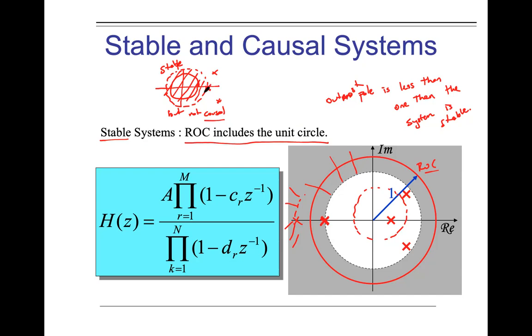So if my ROC includes the unit circle, then my system is stable. But it doesn't mean that it will be a causal system. Now, is this causal? Is this causal, Hüseyin? Yes, hocam, it's a causal system. Why is it a causal system, my friend? The outside has been shaded, so that's why it's causal.